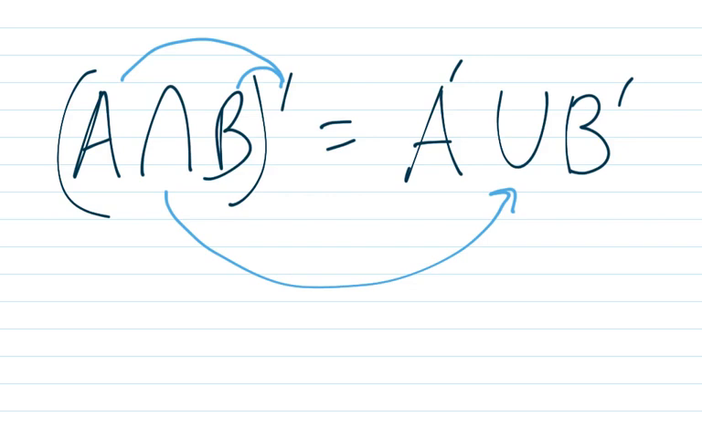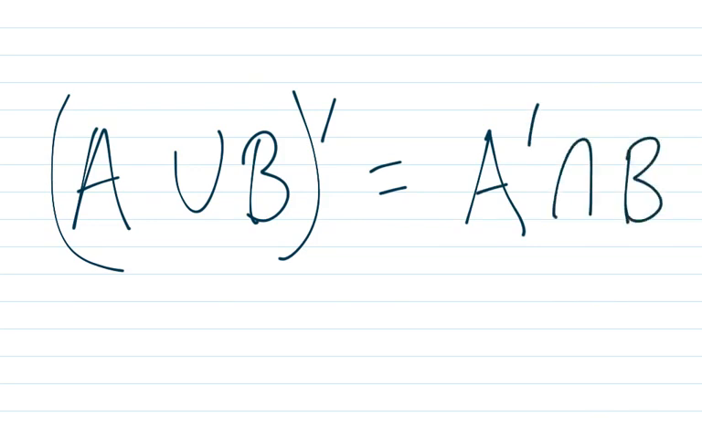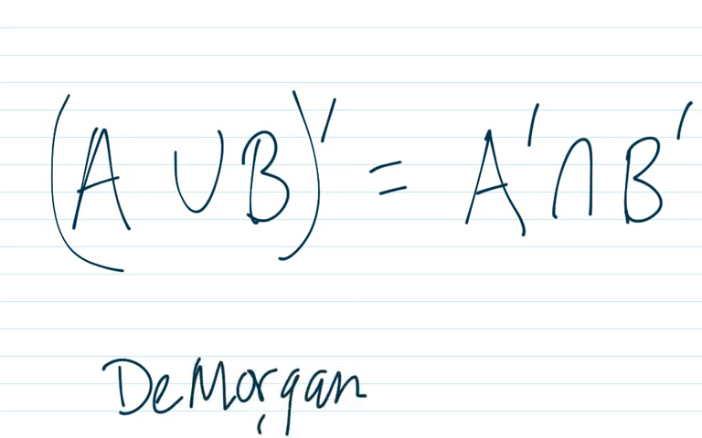Okay, so try on your own to shade to figure out if the other one is true. That's the A union B complement. Is that equal to A complement intersect B complement? Which is the other part of De Morgan's law, so that should kind of give you a hint of what should happen. But this is De Morgan's law, and you're going to see it used in your homework.